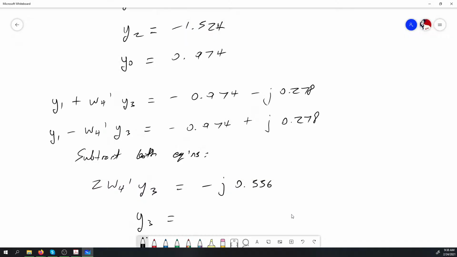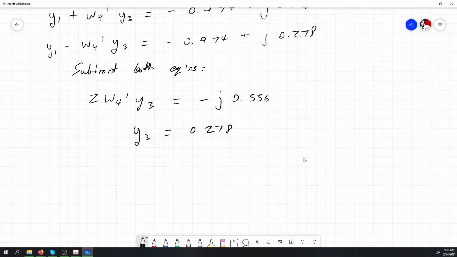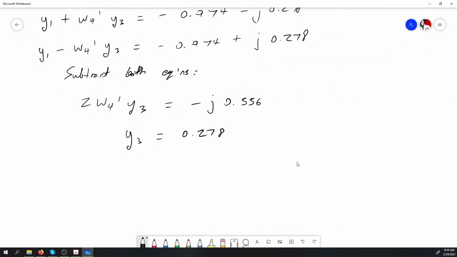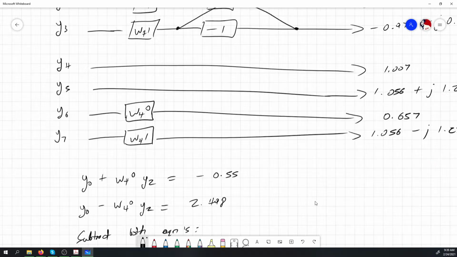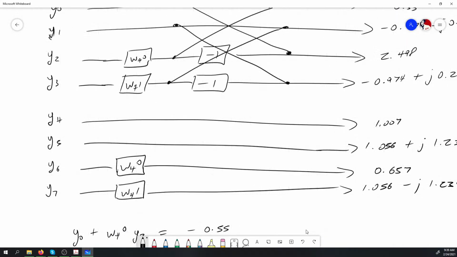So y3 here is 0.278. And we can substitute that back in and solve for y1. So y1 here is minus 0.974. And we can just keep on repeating the process as required. So I forgot to put in my negative ones here for my twiddle factors.